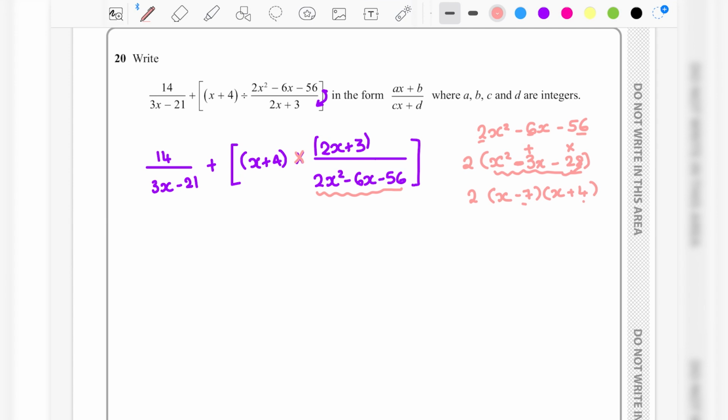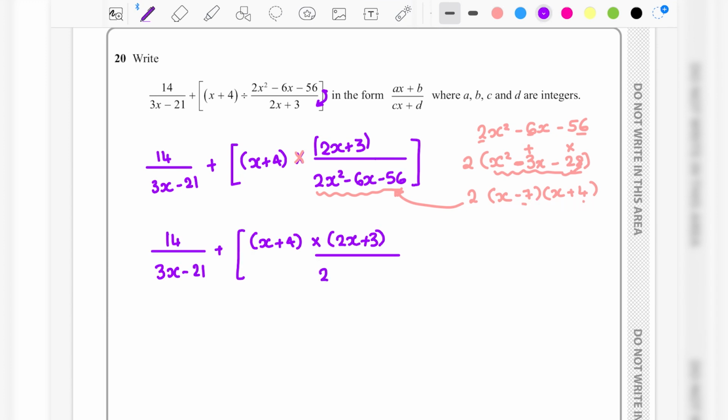So now that I've got this, I'm just going to replace it over here in this one. So let's copy it again and replace it. So now in the denominator, I'm going to write 2, x minus 7, x plus 4 in brackets, and then close my big brackets. Now notice, when I get to this stage, you'll see that there's an x plus 4 at the top, which can cancel with the x plus 4 at the bottom.